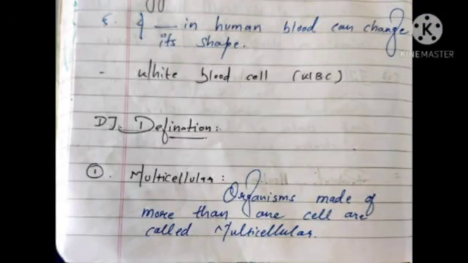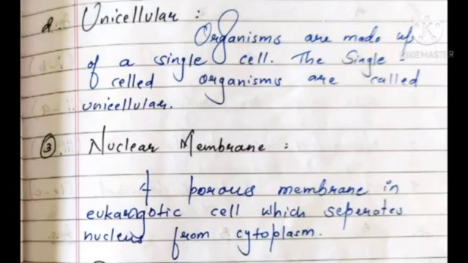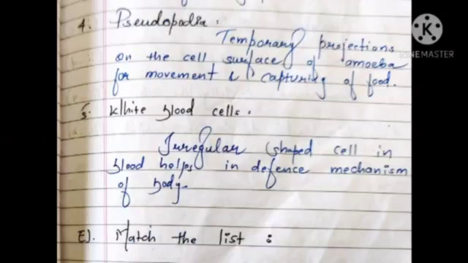Now talking about definition, and the first one is multicellular. Organisms made of more than one cell are called multicellular. Second one is unicellular. Organisms made up of a single cell are called unicellular. Third one is nuclear membrane, a porous membrane in eukaryotic cell which separates nucleus from cytoplasm. Fourth one is pseudopodia, temporary projection on the cell surface of amoeba for movement and capturing of food. Fifth one is white blood cell, irregular shape cell in blood, helps in defense mechanism of body.